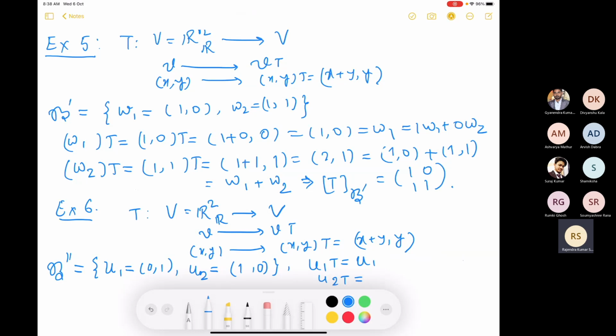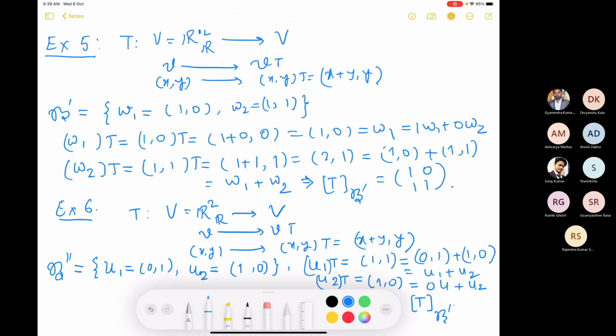So this becomes (1, 1), and this is (0, 1) plus (1, 0), and this is your U1 plus U2T. So this is (1, 0), which is U1, and this is now U2. U2T is 0 U1 plus U2. The matrix of T with respect to B double prime is [1 1; 0 1].